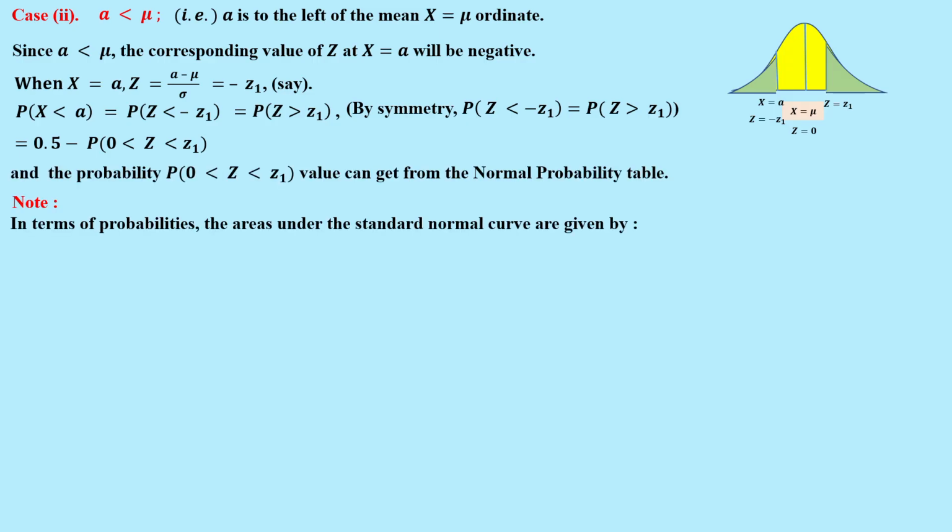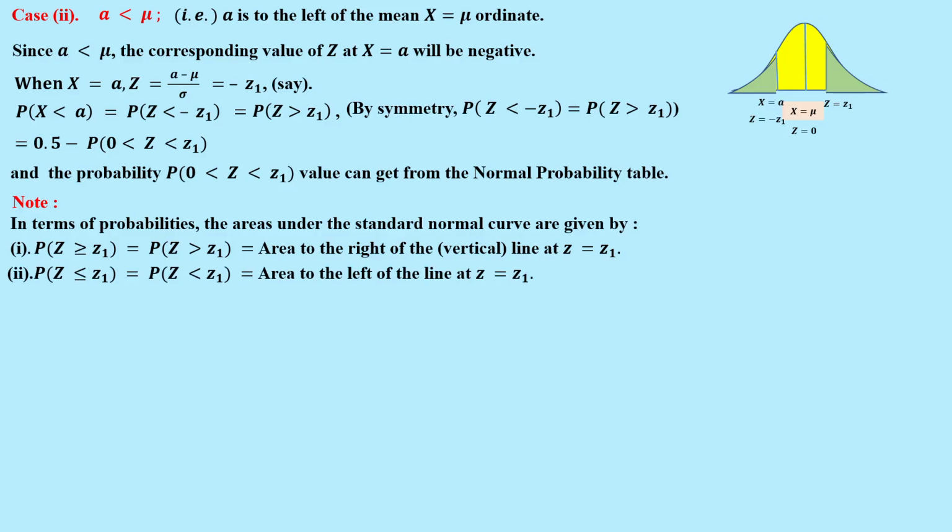In terms of probabilities, the areas under the standard normal curve are given as follows. The probability of z greater than or equal to z1, which is equal to the probability of z greater than z1, is the right side area of the vertical line z equal to z1. The probability of z less than or equal to z1, equal to the probability of z less than z1, is the area left of the line z equal to z1. The probability of z1 less than or equal to z less than or equal to z2 is the same as the probability of z1 less than z less than z2, the area between the lines z equal to z1 and z equal to z2.